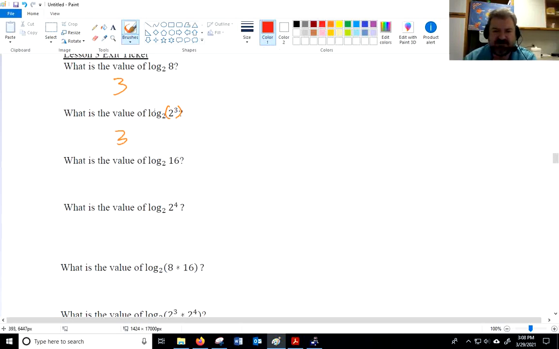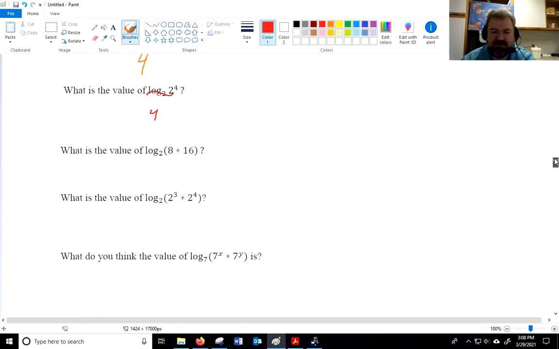And so we see this relationship that when I have the log base 2 of 2 to the 3rd power, it's almost like they just cancel out. What is the value of the log base 2 of 16? Well, the log base 2 of 16 is 4. What about the value of the log base 2 of 2 to the 4th? Well, same thing. 2 to the 4th is 16. So this is just 4.